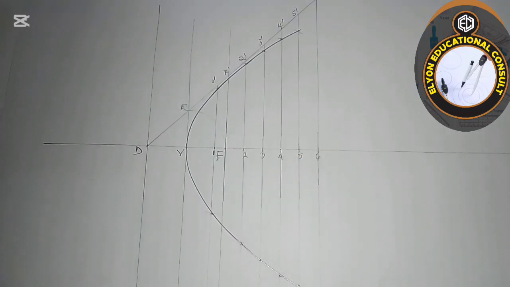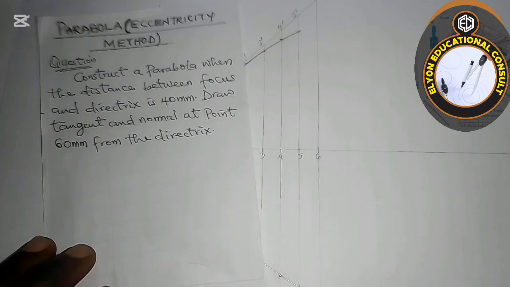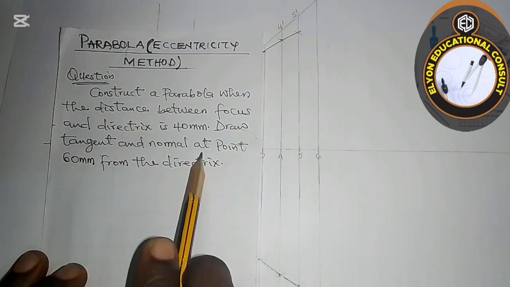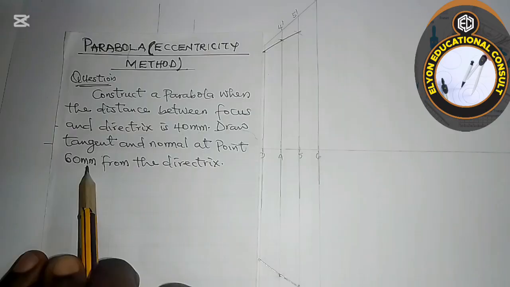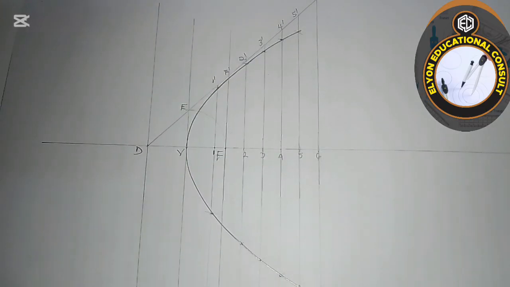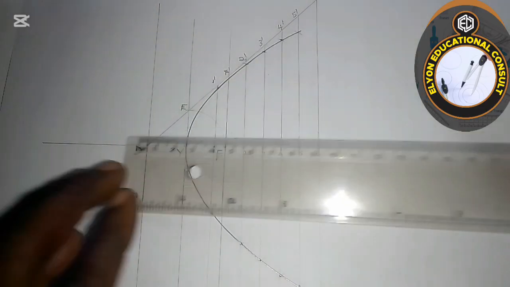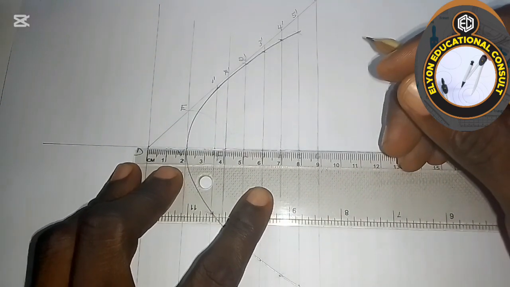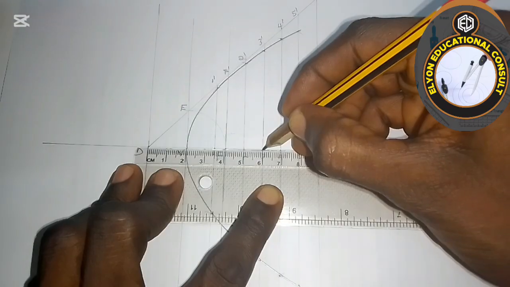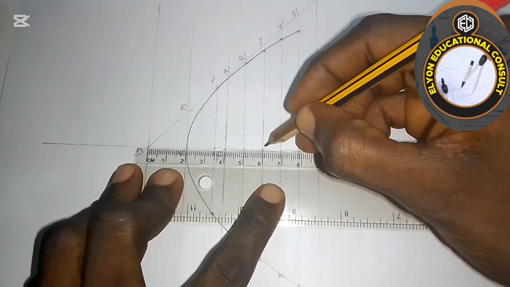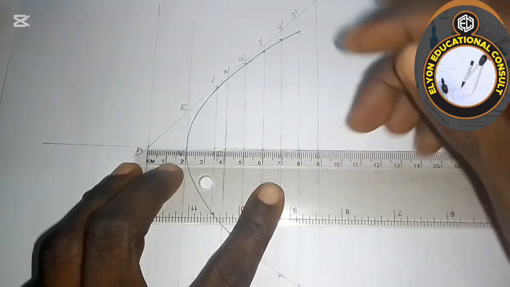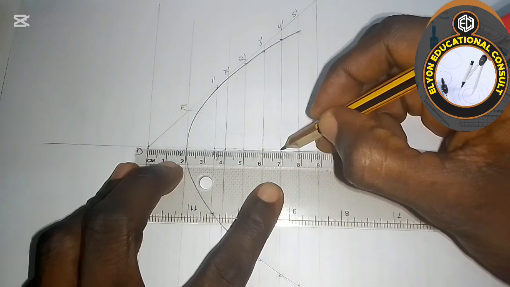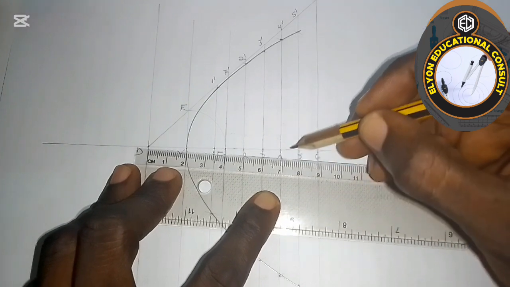Now don't forget the other part of the question. The other part of the question says that we should draw tangent and normal at point 60 mm from the directrix. So very quickly, to do that, from the directrix, all we need to do now is take length 60. So my 60 falls here on this line. It is coincident, falling on this 3. It wasn't intentional, so falling on 3.